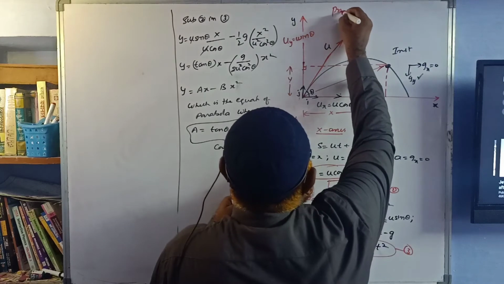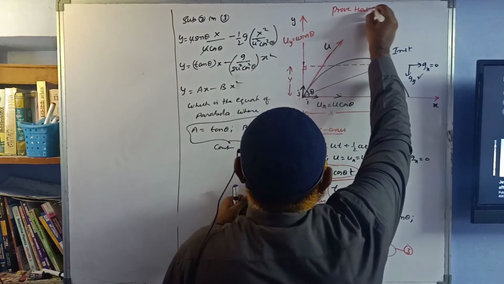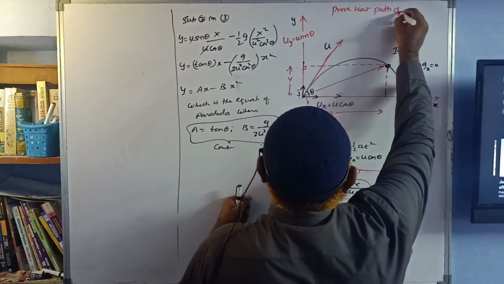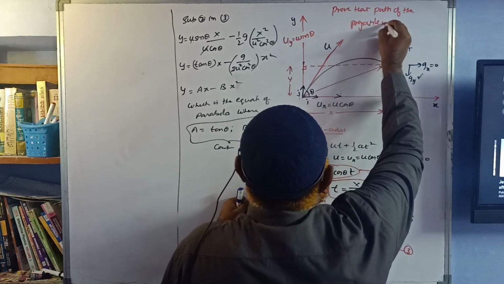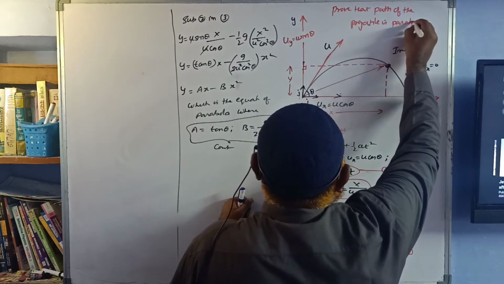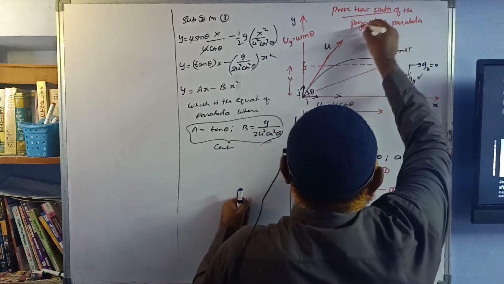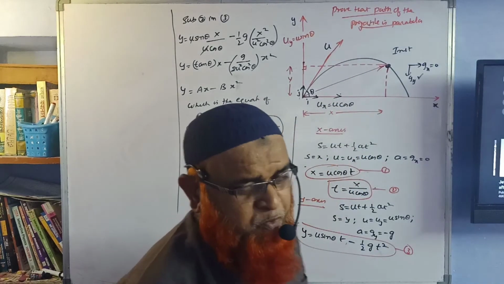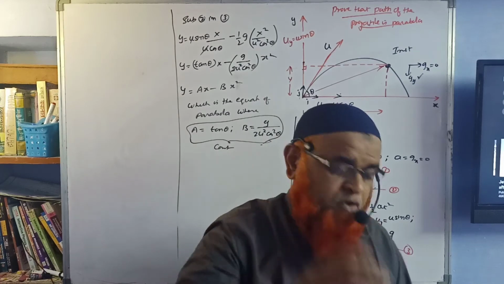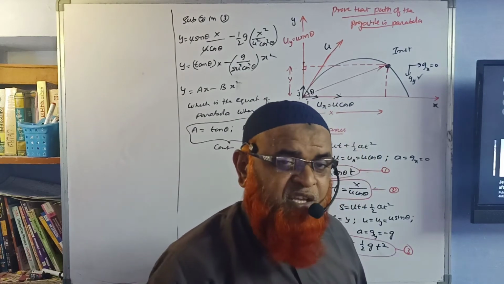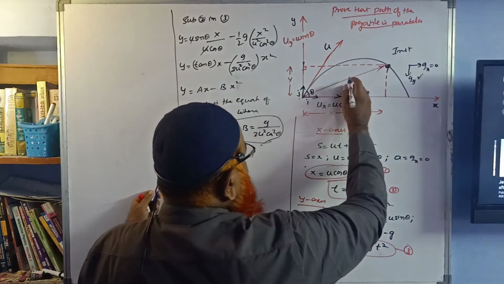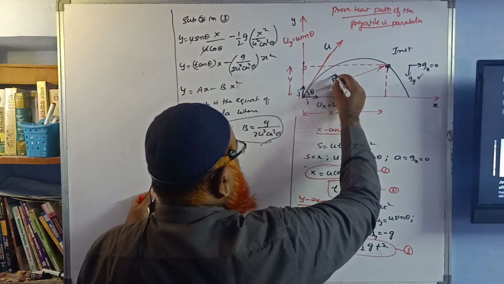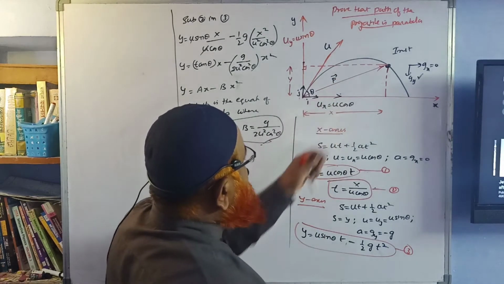That is, prove that the path of the projectile is a parabola. It is going to be a parabola. So we got that the path of the projectile is going to be a parabola. Then the next thing you have to find out is the position vector. Let us imagine this position vector is p bar. How are you going to find out this position vector?